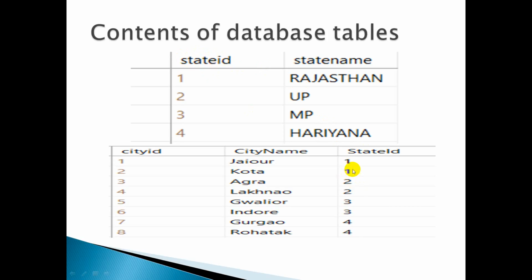Here you can see clearly that at one state ID I am getting the city names Jaipur and Kota, and at 2 I am getting Agra and Lucknow, and 3 Gwalior and Indore, and 4 Gurgaon and Rohtak. So let's switch to the demonstration.